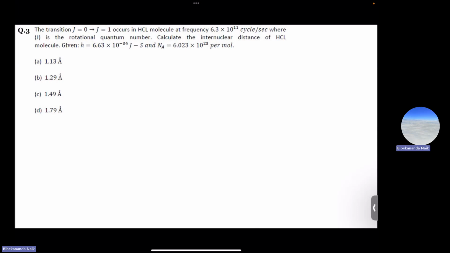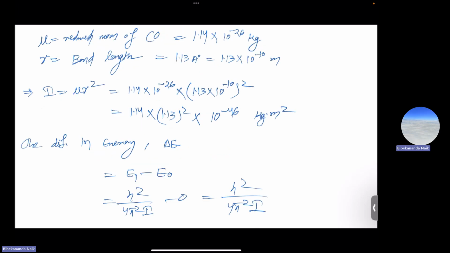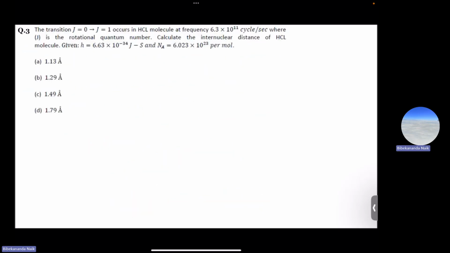But you must be wondering why the value of Avogadro's number, 6.023 into 10 to the power 23 per mole, is given. In the previous two questions, in one case the value of moment of inertia was given, and in the other the reduced mass of carbon monoxide was given. But here, neither the reduced mass nor the moment of inertia is given, so we need to find the moment of inertia, because definitely we will need it to calculate the rotational energy levels.